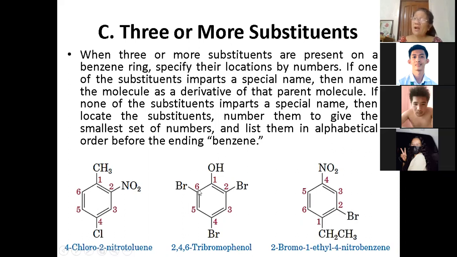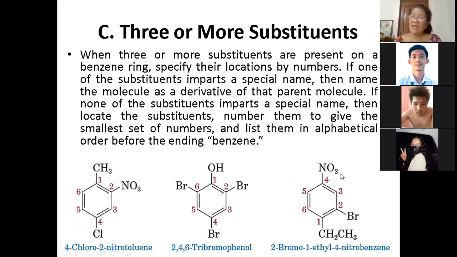There are three bromo. Specify it with the numbers. It's 2, 4, 6. How many bromo? Tribromophenol.